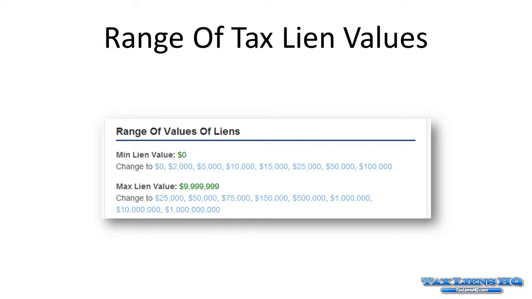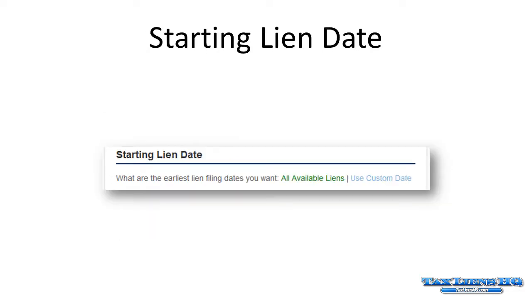You can start at $0. You can go all the way up to, looks like, $1 billion or something like that. And you can select what range you want for the tax values. Go ahead and click on the link for whatever range of values you want, and that will be the range of tax lien values that you get on the system. Next thing you'll be able to select is the starting lien date. You can use liens from a certain date forward, or you can say all available liens in the system if you want to grab liens like that.